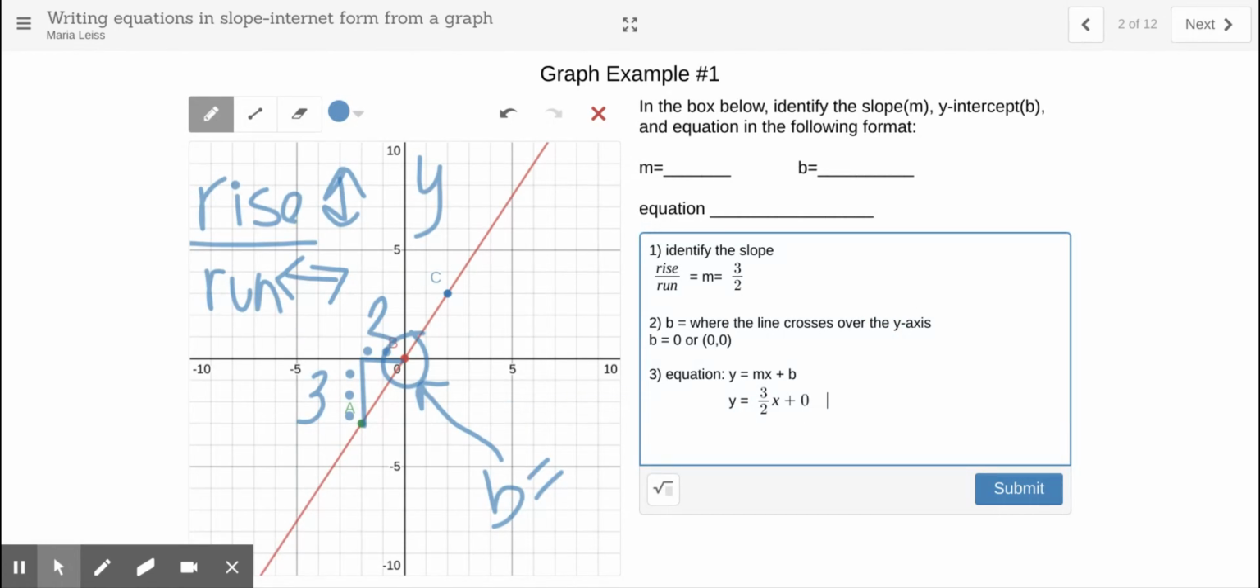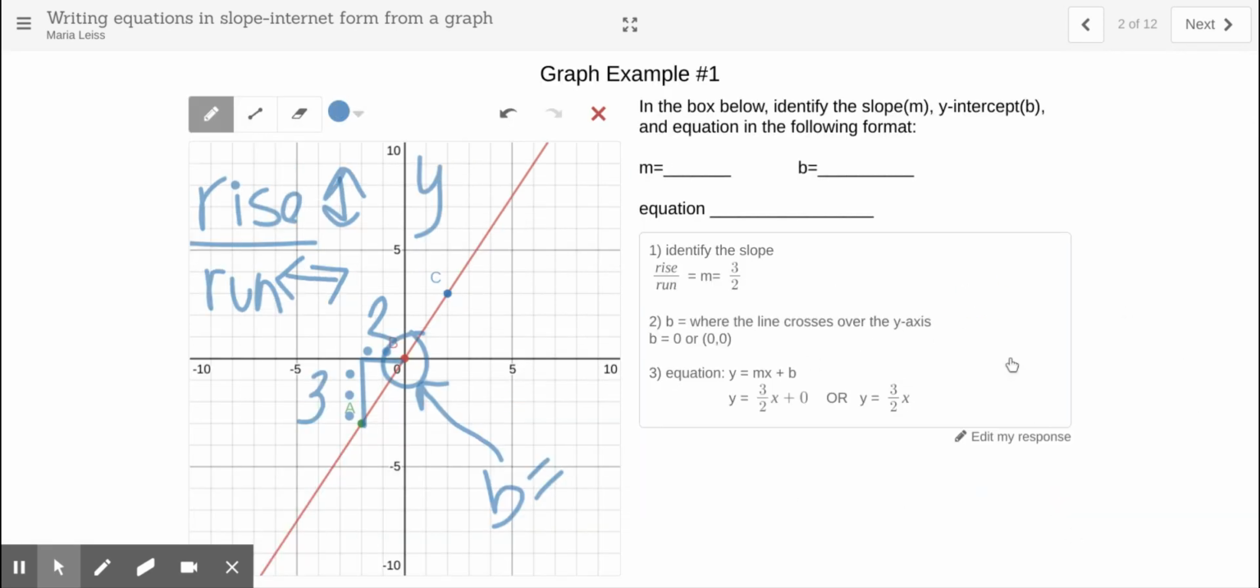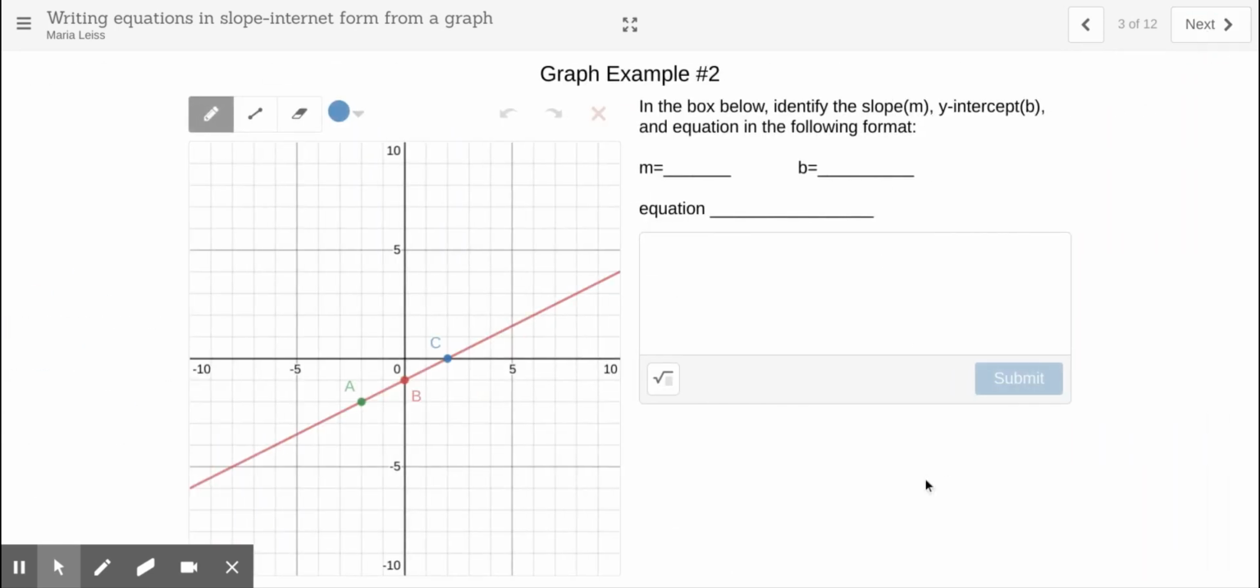Now, what I do want you to know is this equation, because it's plus 0, whenever I add 0, it doesn't change anything. So this equation could also be written as y equals 3 over 2 x. As you're doing this, make sure you hit submit so it saves your work. Let's take a look at another example.